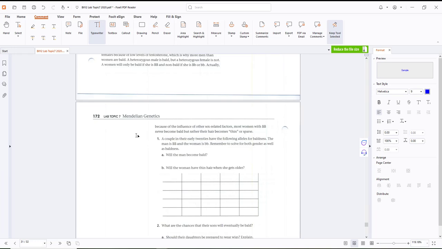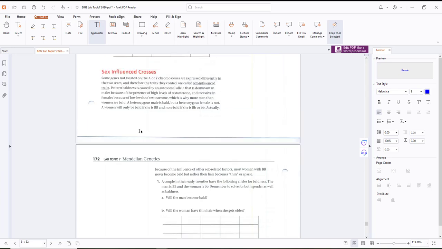Actually, because of the influence of other sex-related factors, most women with big B never become bald, but rather their hair becomes thin or sparse. Okay. So a couple in their early 20s have the following alleles for baldness. So the man is big B, and the woman is little b. Remember to solve for both gender as well as baldness. So will the man become bald? Okay, so if he's big B, will he be bald?